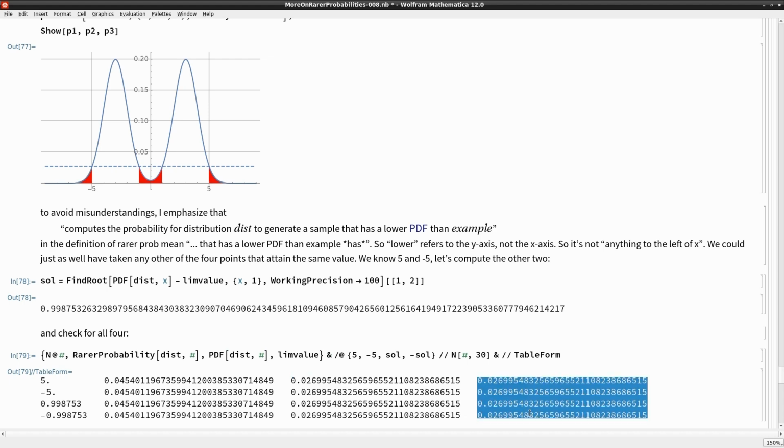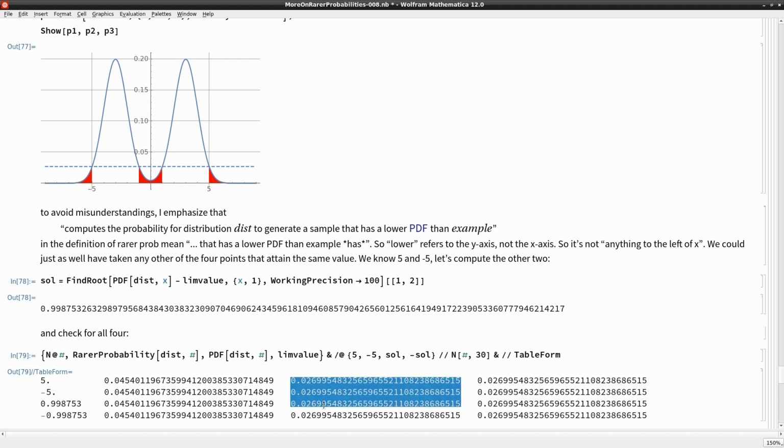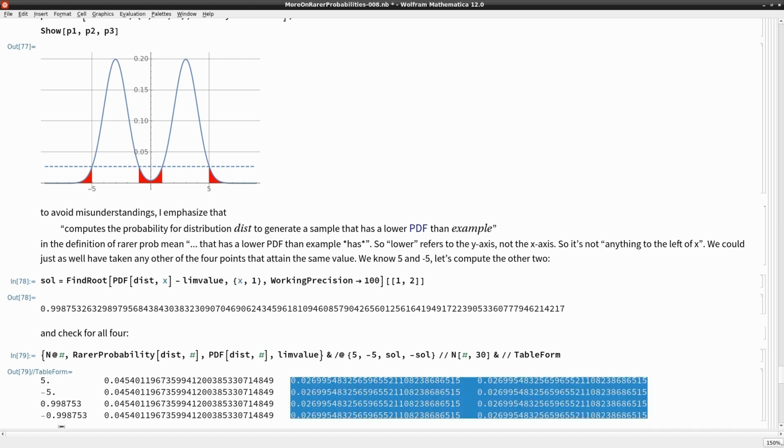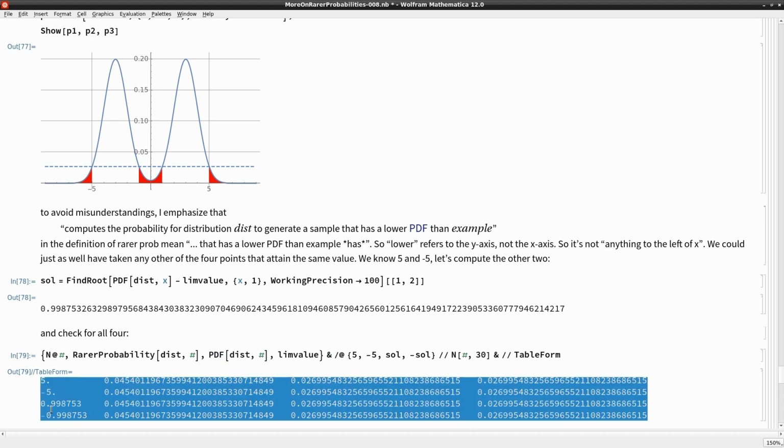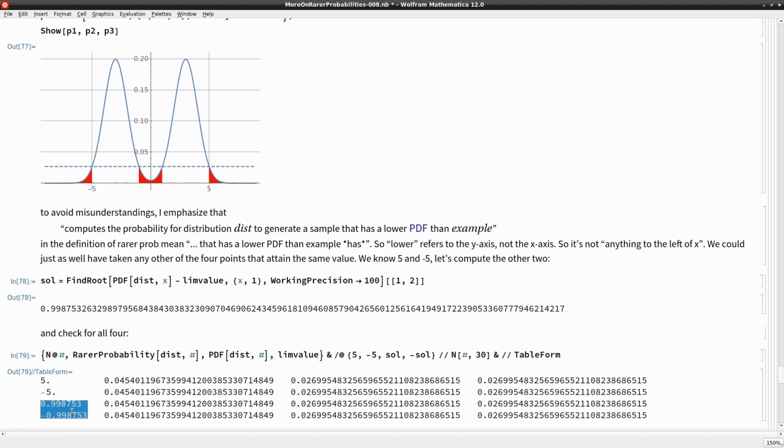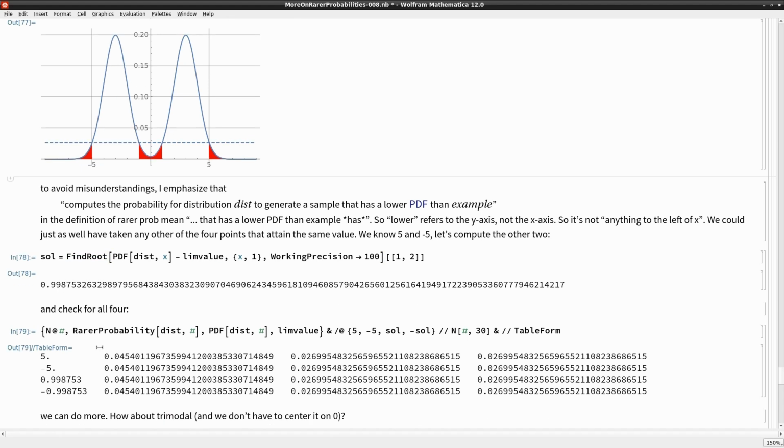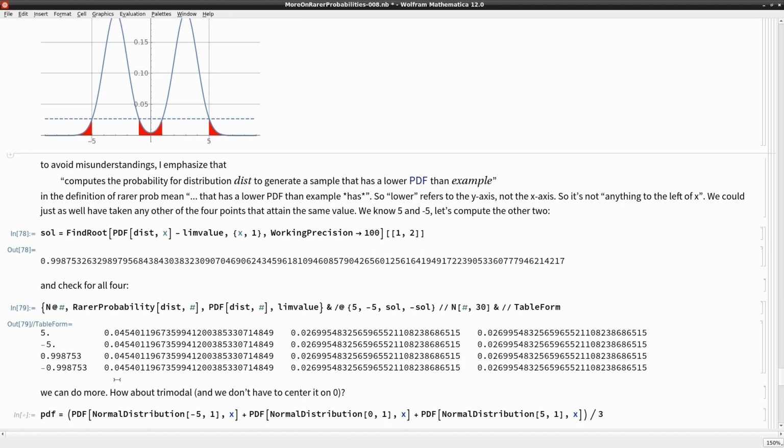This column is always lim value, and this is the computed value. That's PDF of dist at the numbers that I'm checking, and we see they are the same. Columns 3 and 4 are identical, including for those 2 numbers here in the middle. Okay, so we could have taken any one of these 4. It's not that it's only lim value at 5. Okay, but we can also do more.